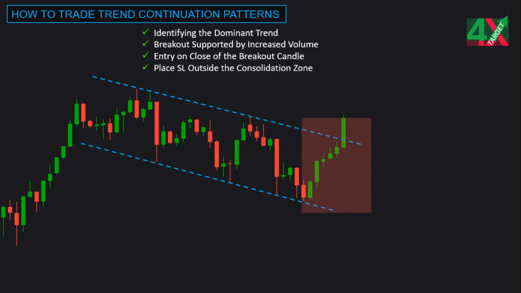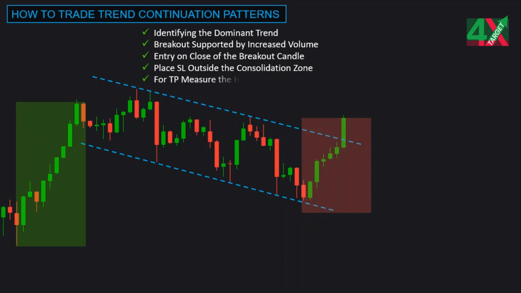Stop-loss placement is equally critical. For bullish patterns, stops are generally placed just below the consolidation zone. For bearish patterns, just above it. This helps protect your trade without placing the stop too close to market noise.